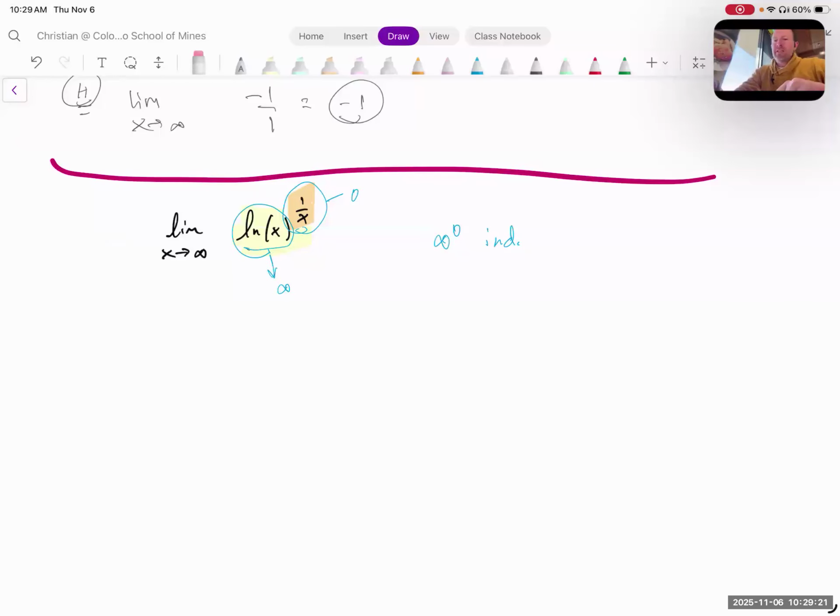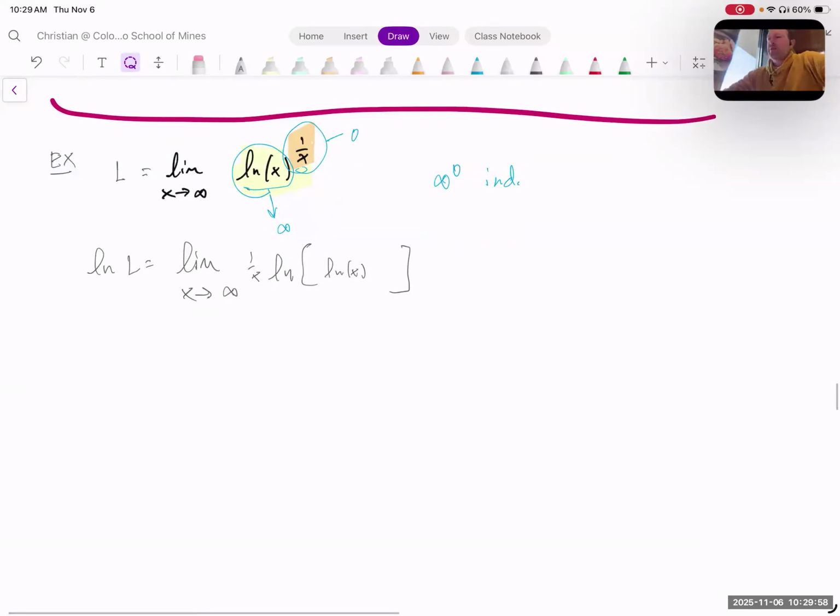So to handle this, we want to get the variable out of the exponent, 1 over x. So let's call this limit L. And we're going to do that because now we'll take the natural log of both sides. And when we do that, it allows us, like we've done before, to bring the 1 over x out front. So here we would have the limit as x goes to infinity of natural log of x to the 1 over x. And now that 1 over x can be put out front. So we have 1 over x times natural log of x.